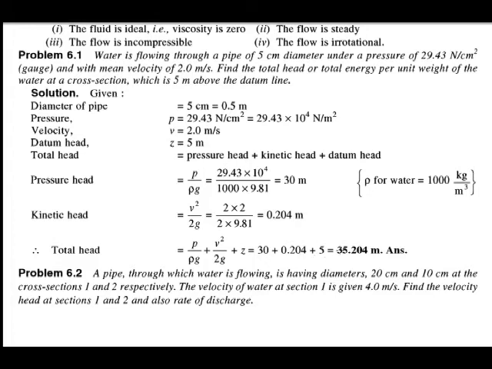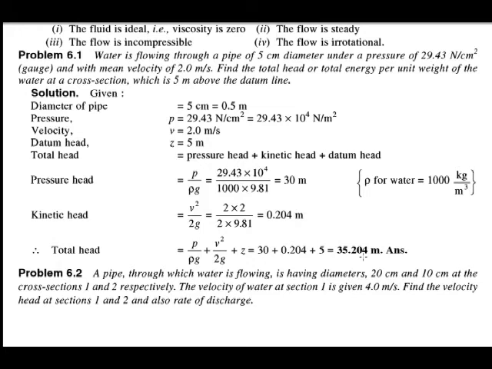So total head is equal to 35.204 meter. Here we get the answer to the question: the total head or the total energy per unit weight of the water at the cross section is 35.204 meter.